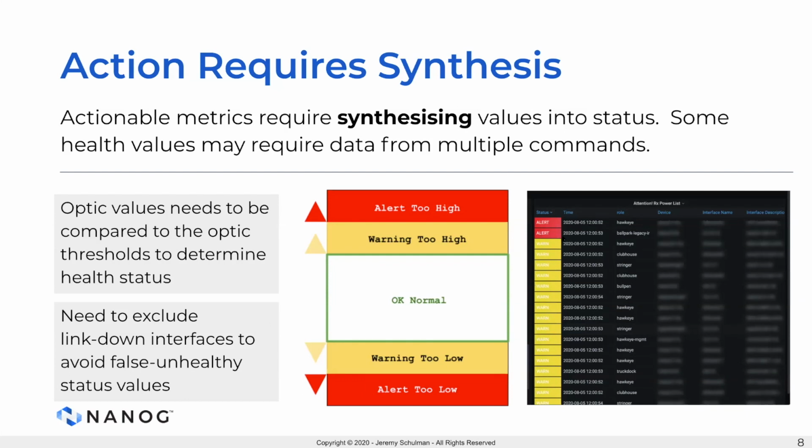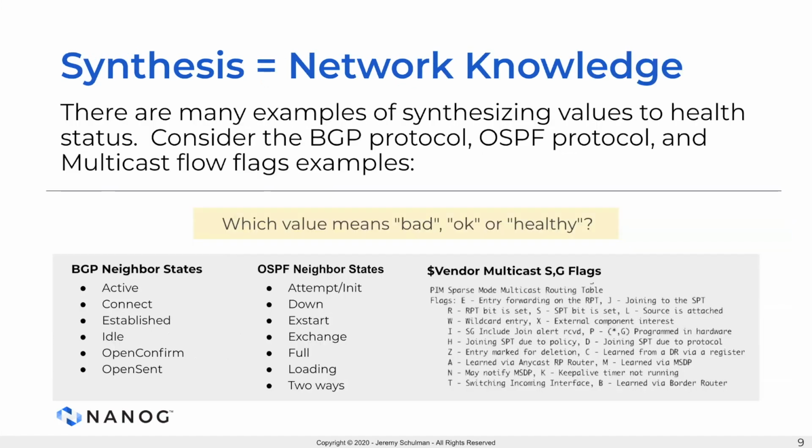And to achieve this kind of synthesis may actually require executing more than one command on a device. For example, we might not want to include device interfaces that are down because in those cases you would get false positive errors. So you might have to do a command to say, first find me all the interfaces, look at their up-down status, and then only look at the transceiver values for the interfaces that were up. But this type of synthesis that needs to happen is pretty prevalent throughout networking.